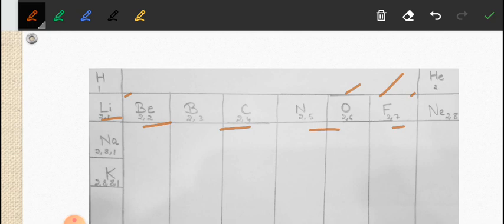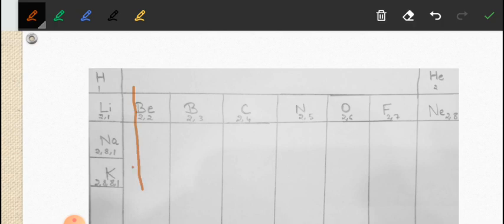So the atomic size of fluorine will be very less as compared to lithium, because lithium's atomic number is 3, nuclear charge is only 3, meaning 3 protons are there. Okay, so atomic size across the period will decrease. The reason behind this is that nuclear charge is increasing across the period because the number of shells remains the same.